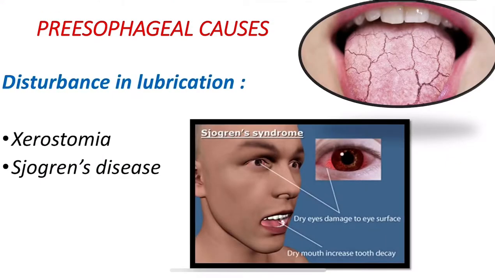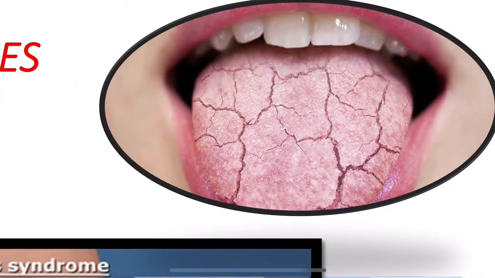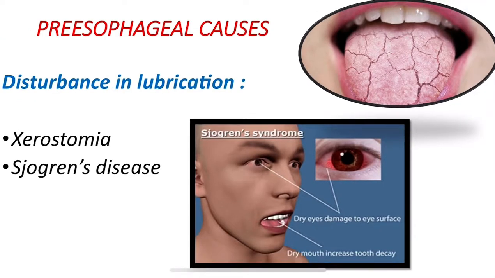Then the continuation, we see the disturbance in lubrication. It is found in cases of xerostomia and Sjogren syndrome. Xerostomia is a condition where there is a dry mouth. You can see the picture here, the tongue is totally cracked and dry. That is xerostomia, cotton mouth, dry mouth. In Sjogren's disease, what's happening? There is a dryness of the eyes and also the dryness of the mouth, leading to tooth decay. It is an autoimmune disorder, characterized by dry eyes and dry mouth. This comes under the disturbance in lubrication.